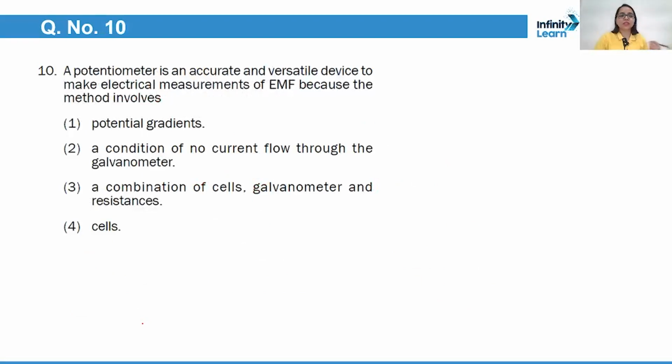Next is question number 10. A potentiometer is an accurate and versatile device to make electrical measurements of EMF because the method involves a condition of no current flow through the galvanometer. So that is why it is an accurate device. So the correct answer is option 2.